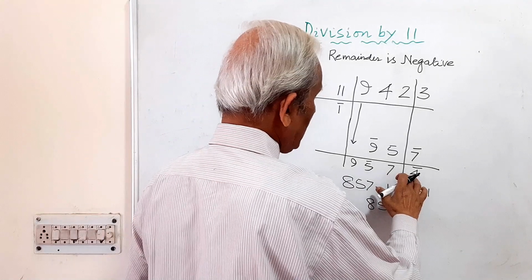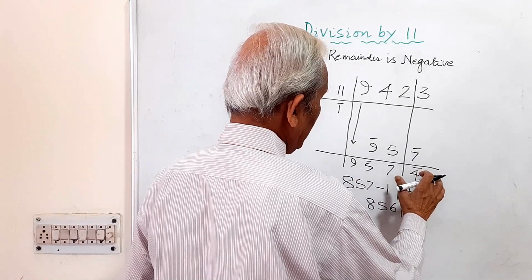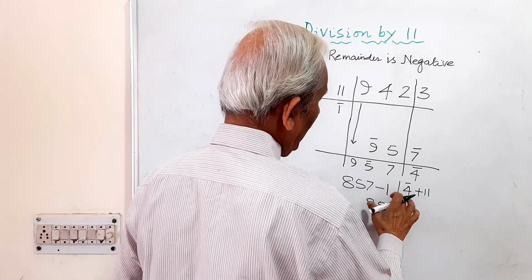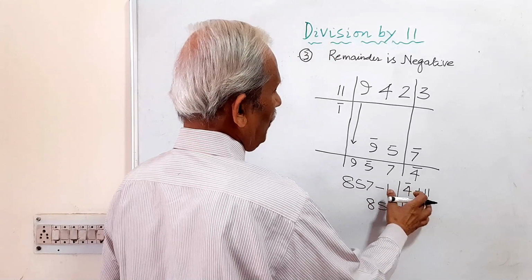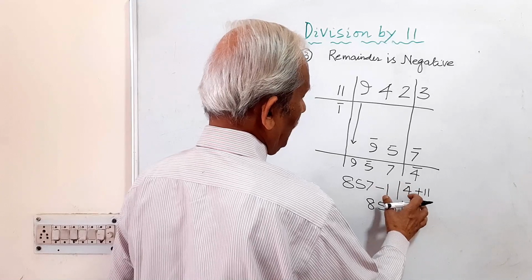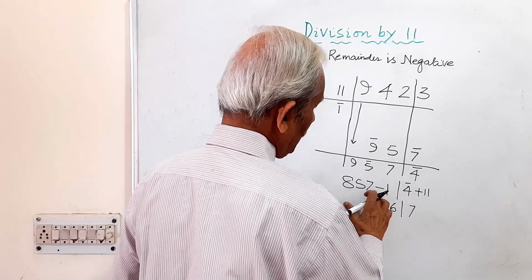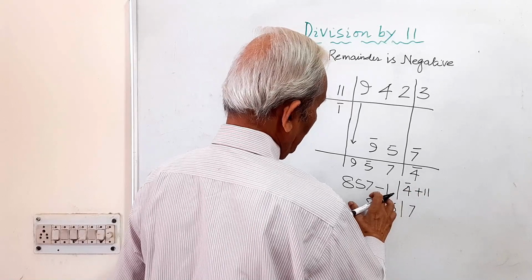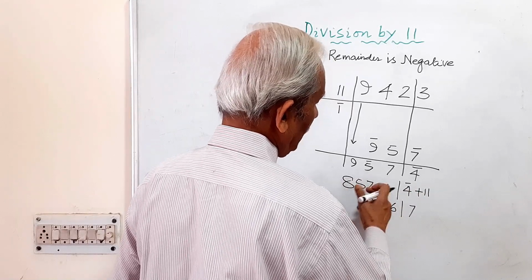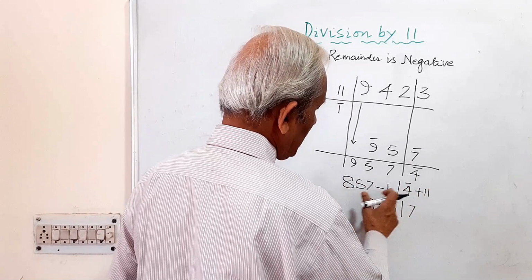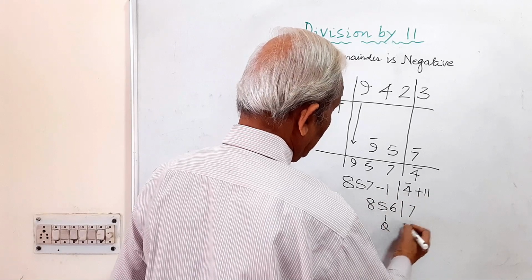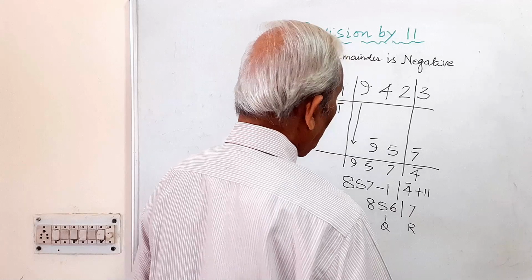So now here what has happened, the remainder is negative. What you do is take one divisor, because one divisor is sufficient. If you add one divisor, it becomes positive. So we add one divisor here and take out this one divisor from here. So 11 we add here, and 1 we reduce from here because we have taken 11 out of this. So 857 minus 1, 856, and this becomes 7. This is your quotient and this is your remainder. I hope you have understood it.